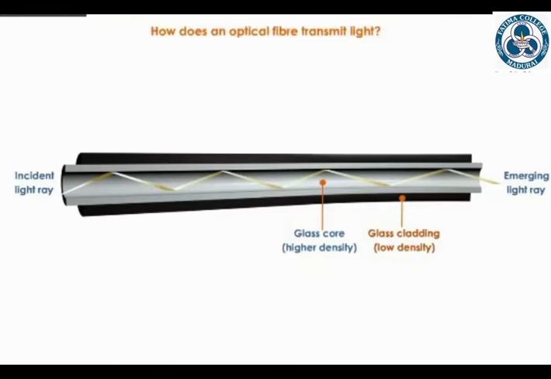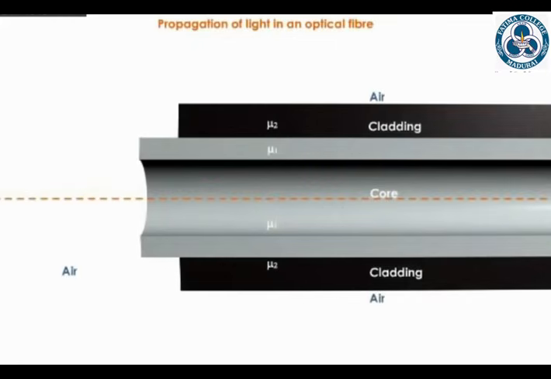Now, the propagation of light in an optical fiber. We will see about the propagation of light in an optical fiber. Let a ray of light be incident on the fiber, making an angle theta c with the axis as shown here. It gets refracted into the fiber. Let the refracted ray make an angle theta i at the core and cladding interface. If theta i is greater than the critical angle theta c, then the ray suffers total internal reflection.